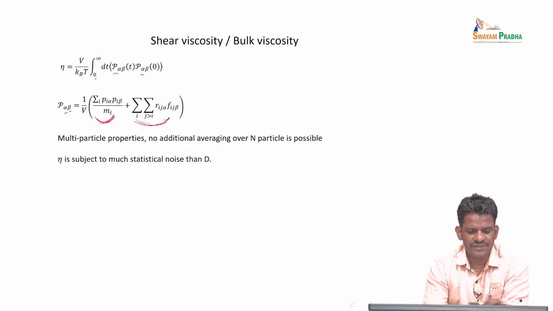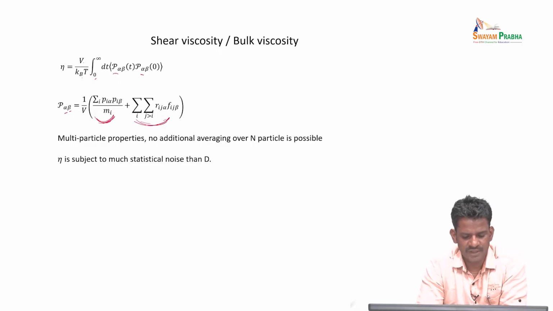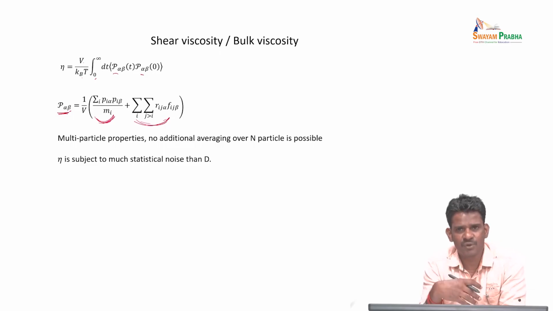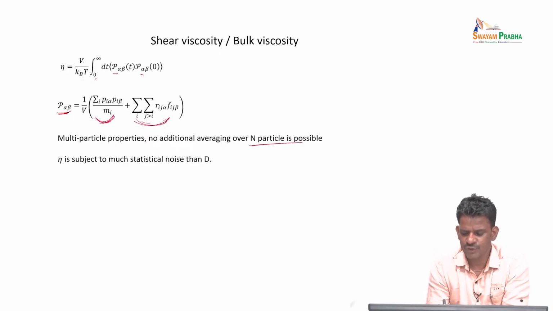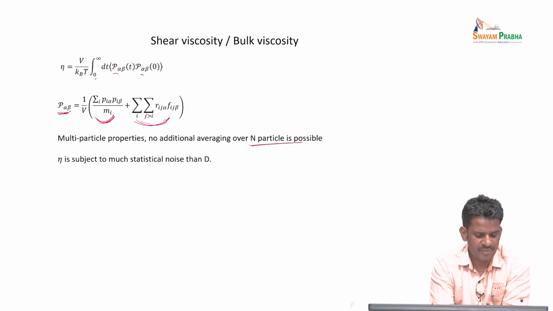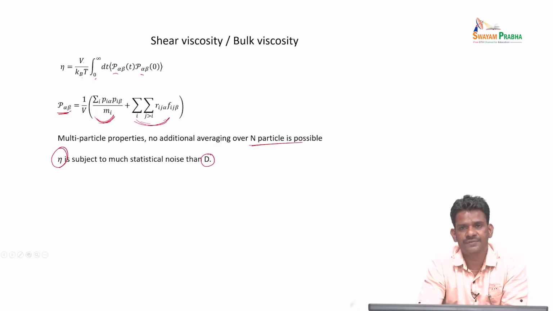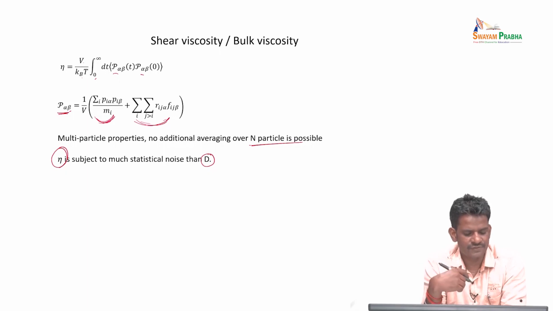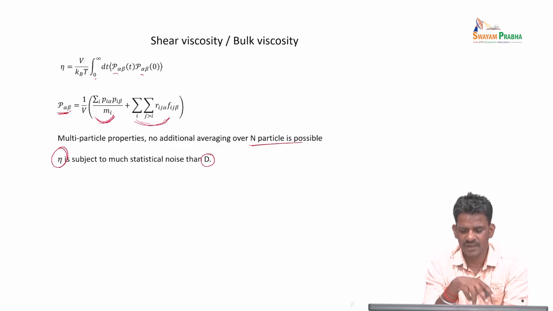Unlike the velocity autocorrelation function, which is a single particle property that can be averaged over many particles, the stress or pressure tensor is a collective property because it is summed over many pairs of particles. So there is no possibility of averaging over n. Because of this, viscosity calculations in simulations are usually noisier than diffusivity calculations, because diffusivity allows us to average over n particles, whereas viscosity is related to the pair averaging of the virial and the momentum, and such improvement in accuracy is not possible.